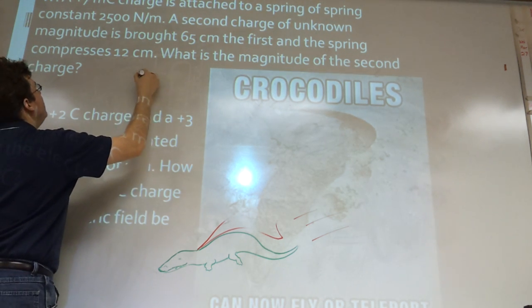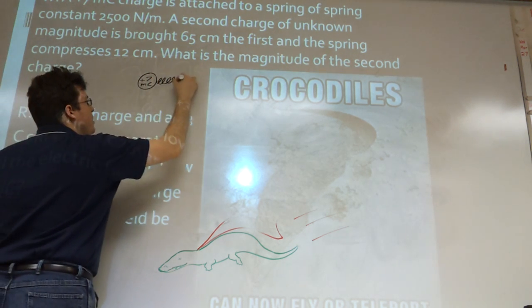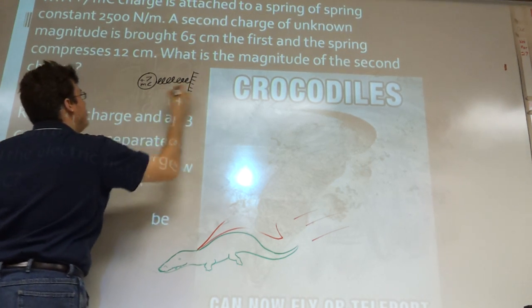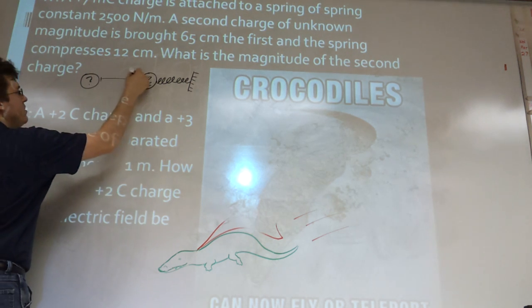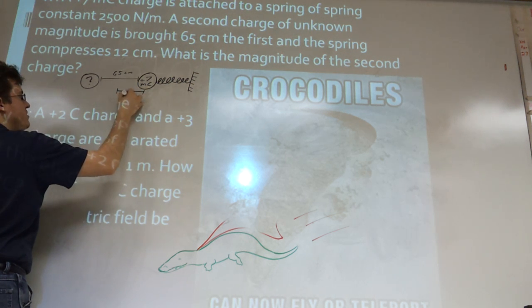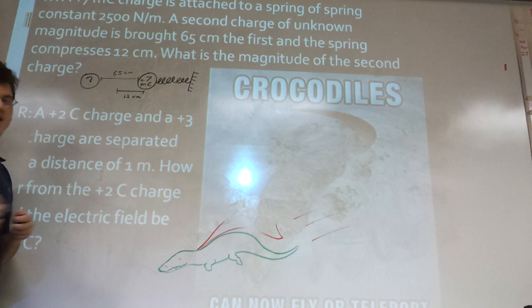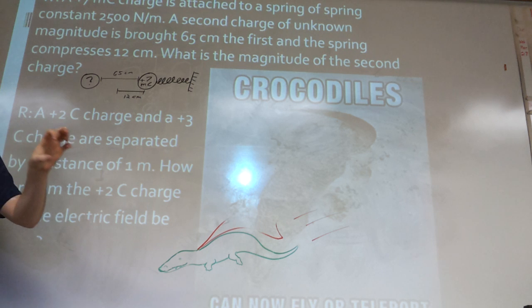So here's our plus 7 millicoulombs attached to the spring, attached to a wall. We bring another charge, we don't know what it is, 65 centimeters away, and the spring compresses 12 centimeters. Okay, how do I do this one? Well, you know that the other charge is positive. One good bit of information. The positive charge repels this charge right here and makes the spring compress.